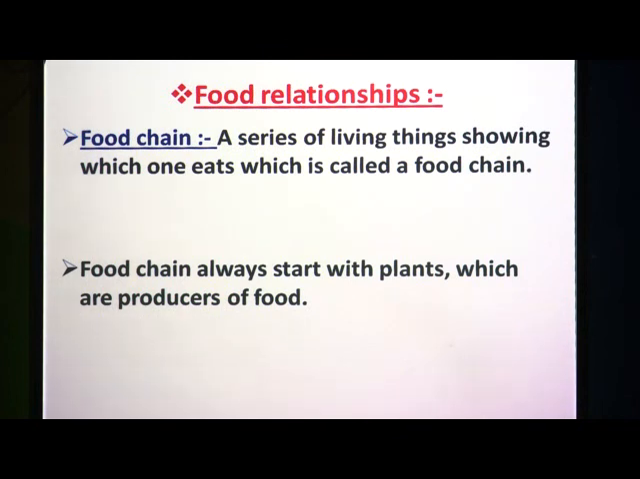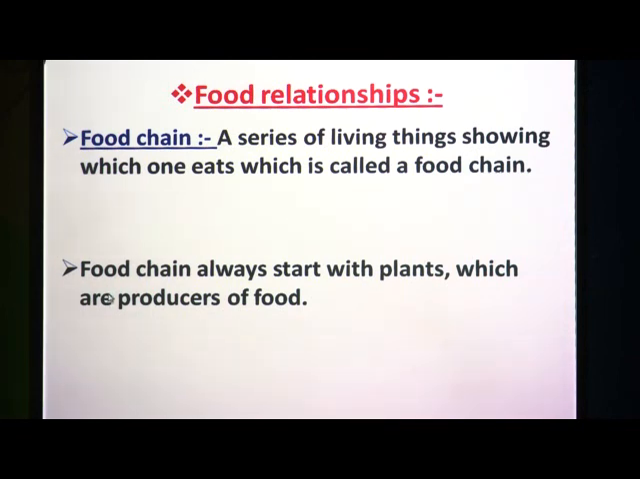So that is called the food chain. So what is meant by a food chain? A series of living things showing which one eats which is called a food chain.